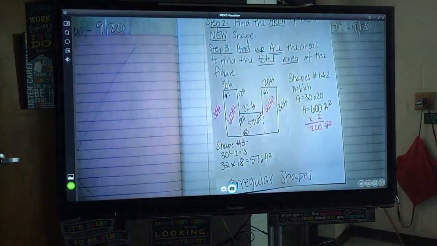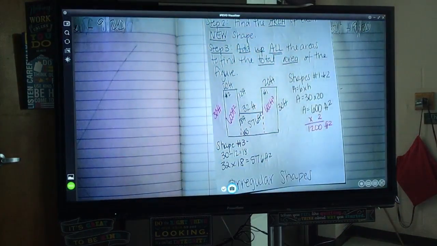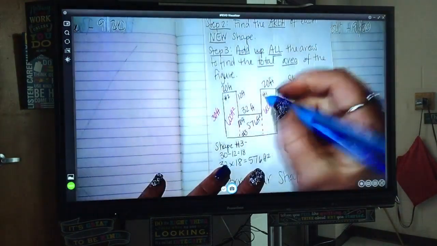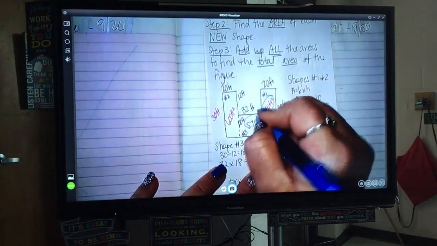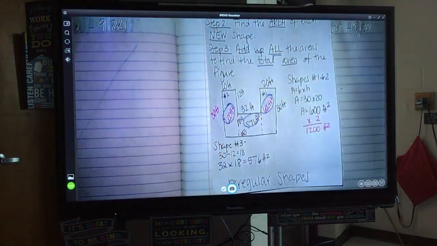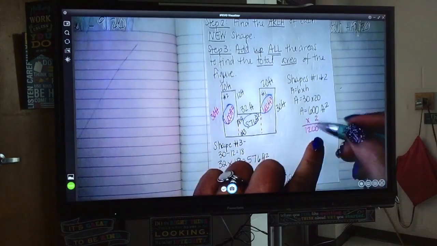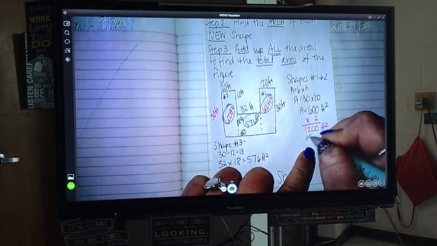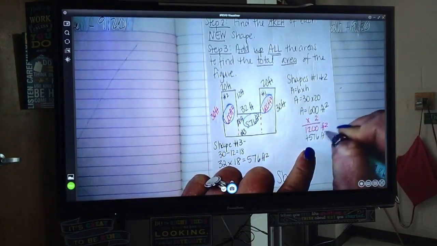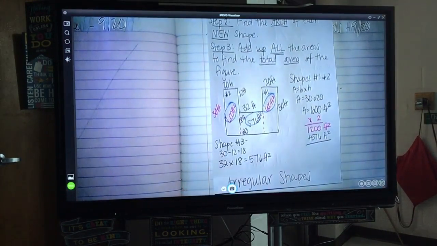All right, raise your hand and tell me, what do I have to do last? What do you think, Charles? You have to add up all the areas. Yes. So you have to take your 600, your 576, and your 600 and add them up. However, we already did a little bit of our work, so we're just going to add the 576 feet squared. Stand up when you have your answer.